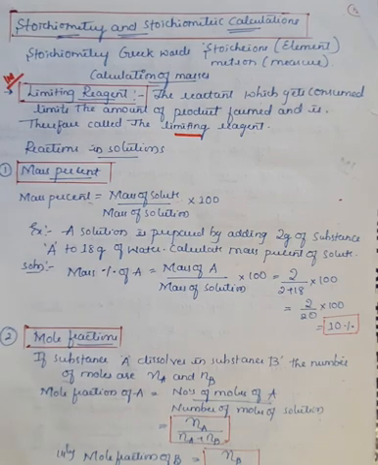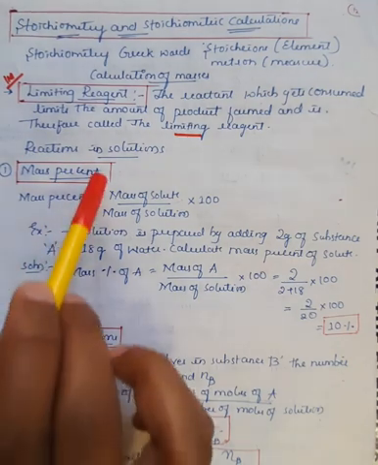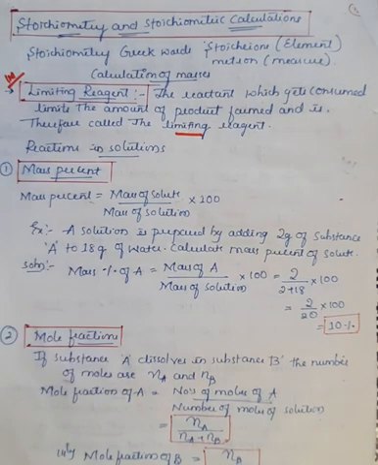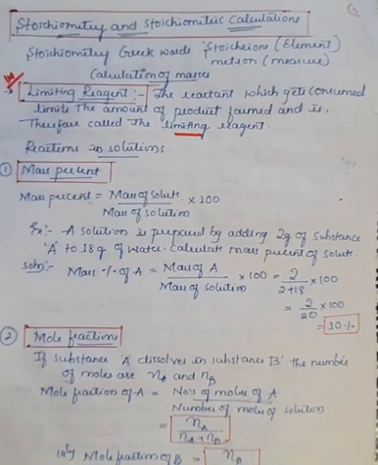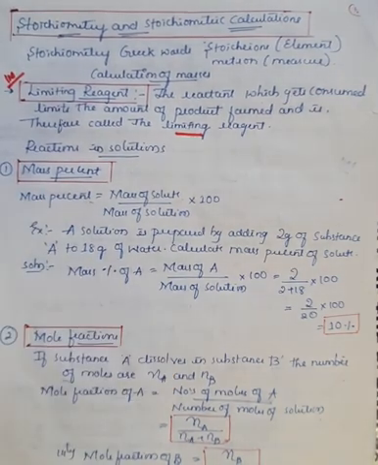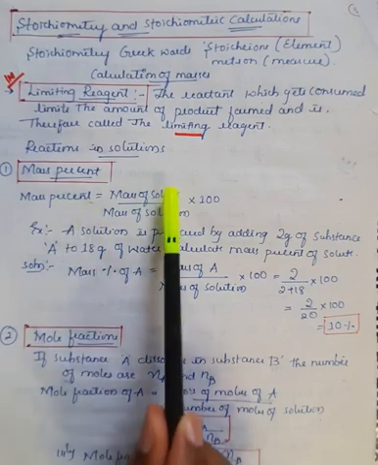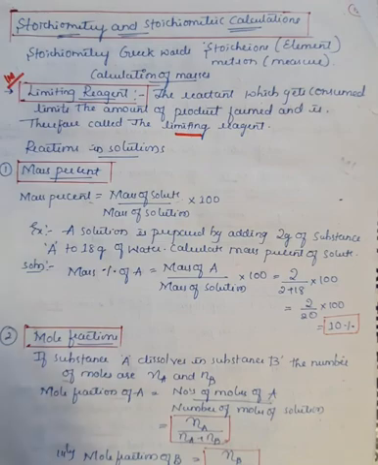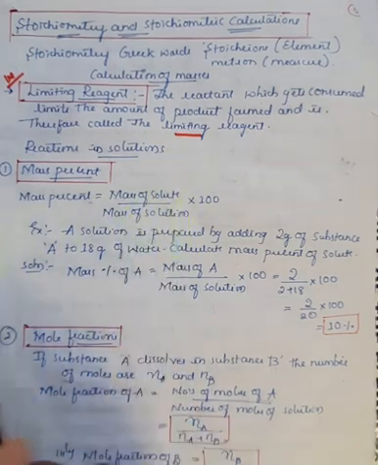The next important formula is mass percentage. Mass percentage is like percentage composition, where we saw how a substance is divided into different elements or molecules, and how we can calculate the percentage composition. The same way you can also calculate the mass percentage. Remember the formula: mass percent is equal to mass of solute divided by mass of solution, into 100.